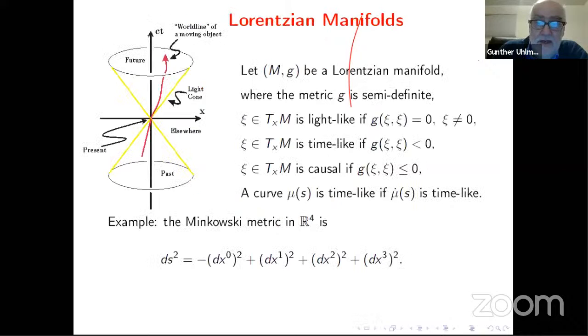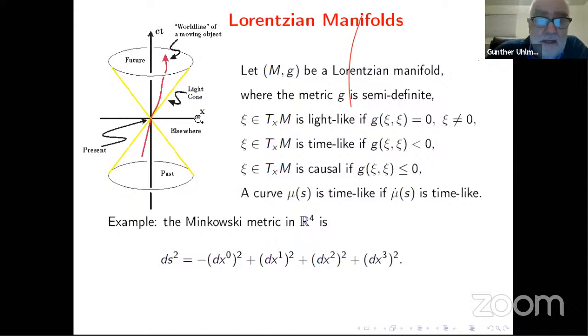So I have to give some definitions related to Lorentzian manifolds. Space-time is a Lorentzian manifold. So the metric in this case is semi-definite. For instance, the Minkowski metric is the flat metric, which has minus dx0 squared, where x0 is time, plus dx1 squared, plus dx2 squared, plus dx3 squared. It's different than the case of Riemannian geometry, where all the signs are plus in flat space. But this is a semi-definite metric, and the sign is minus, plus, plus, plus in this particular case.